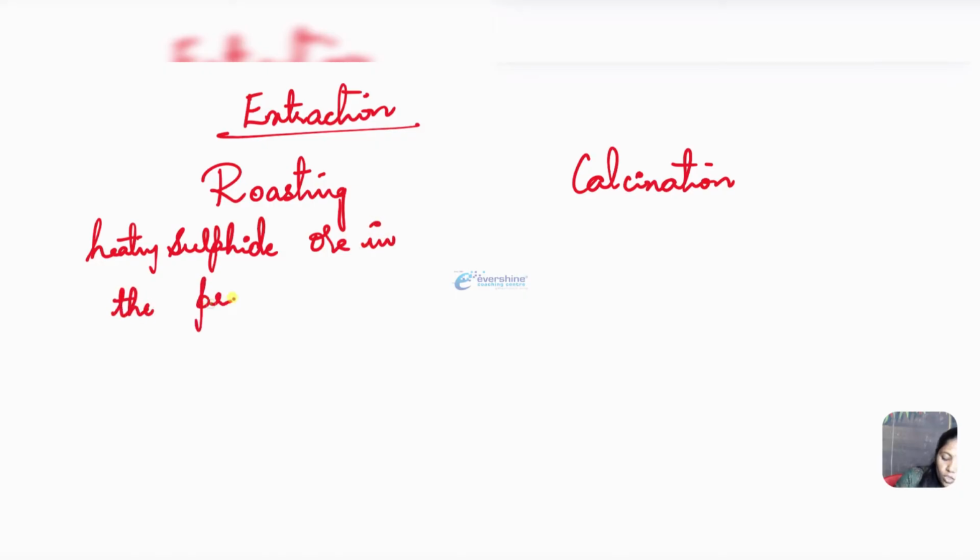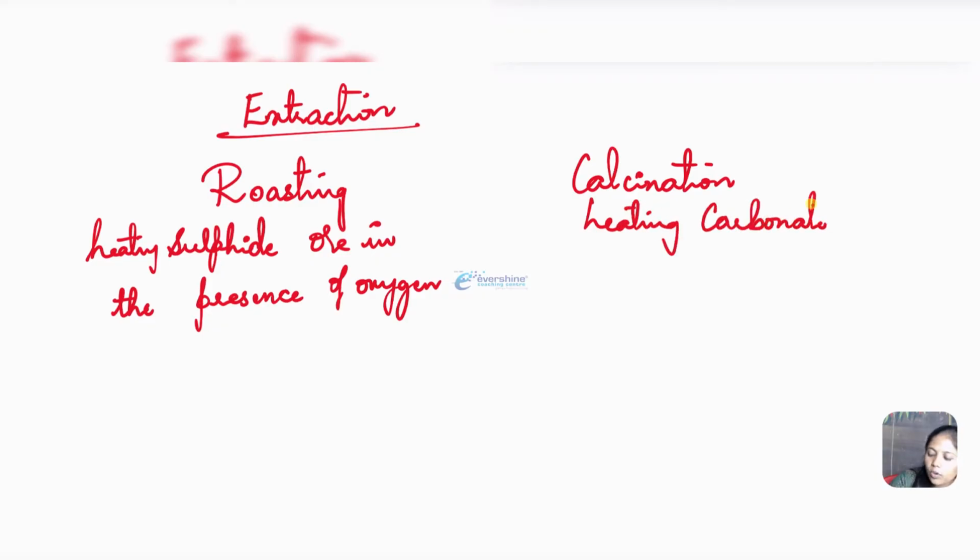Roasting means heating sulfide ore in the presence of oxygen. Heating sulfide ore in the presence of oxygen is called roasting. Calcination means heating carbonate ore in the absence of oxygen. Calcination is done in the absence of oxygen.